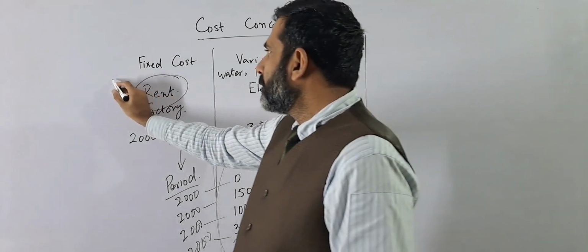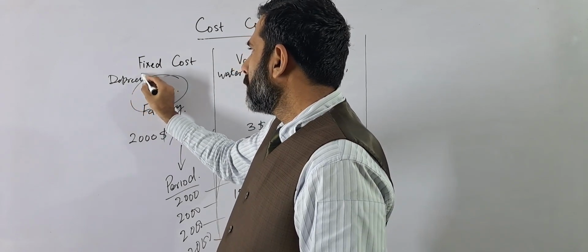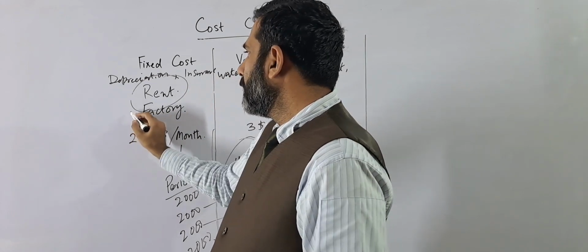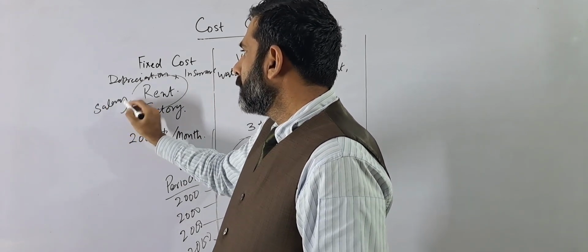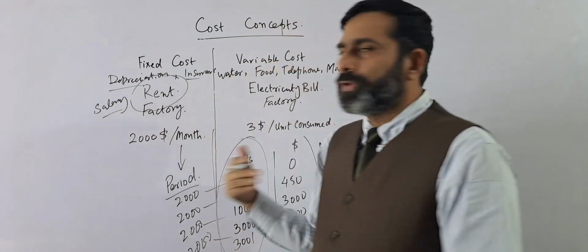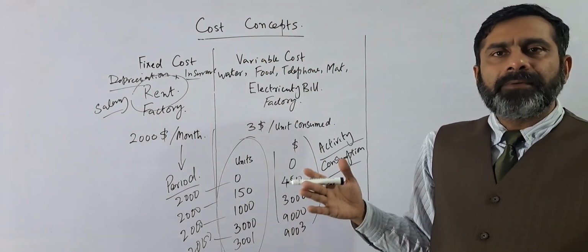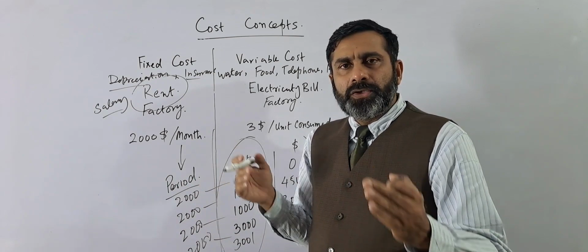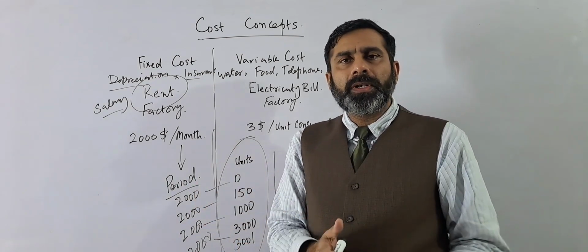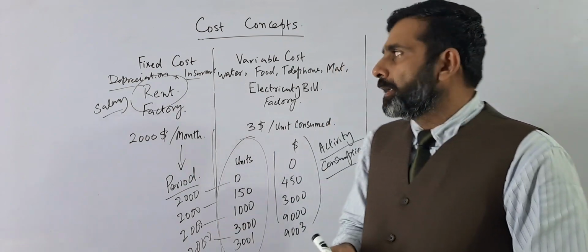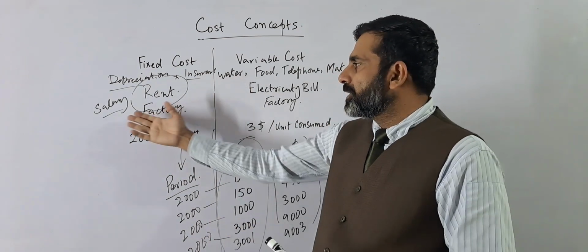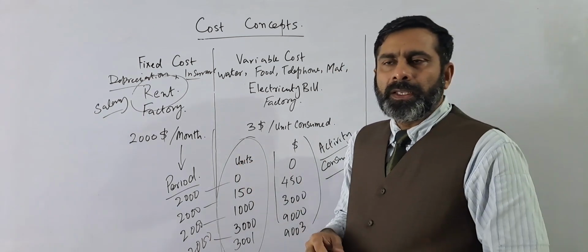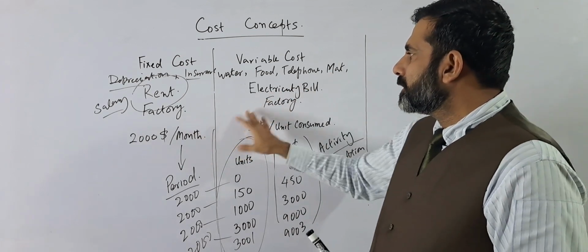But if there is depreciation, insurance, or maybe a salary, these costs are not changing with the level of the activity. You have the depreciation cost whether consumed or produced more or less; even with no production, the depreciation cost will be there. The same is for insurance and for salary. You have to pay the production manager or the admin manager the salary irrespective of the production. So this is the fixed cost and this is the variable cost.